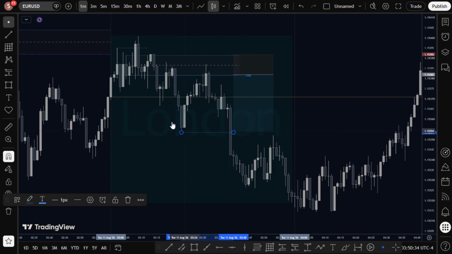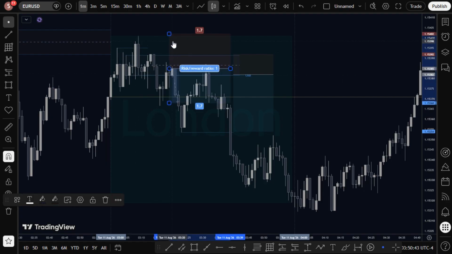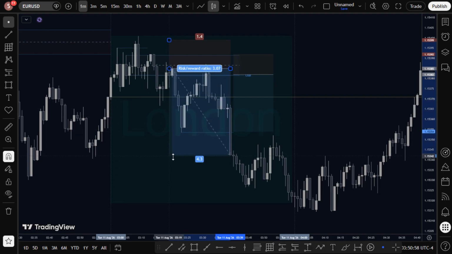All right. So another entry point will be this order block here. That's another entry point, and then your stop loss should be above that order block. Or target 1 to 2, 1 to 3.